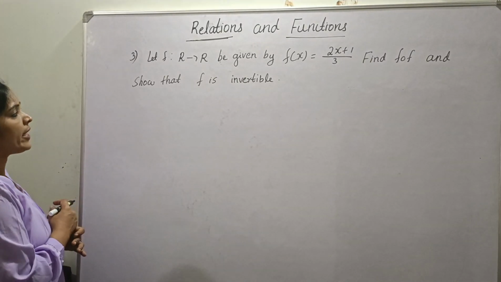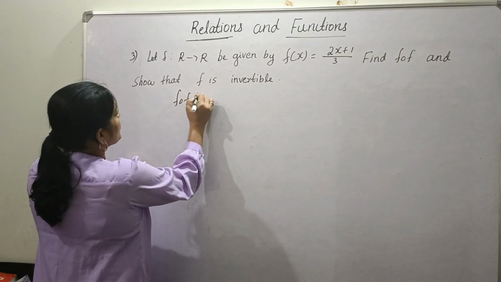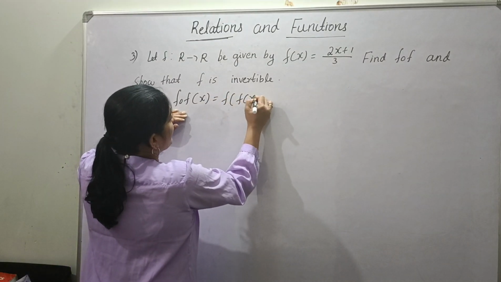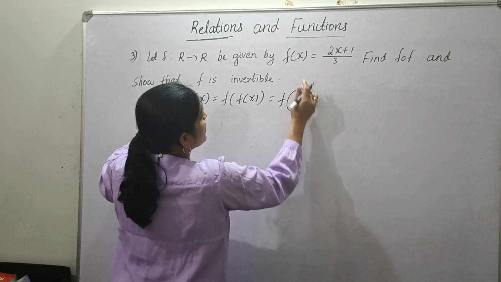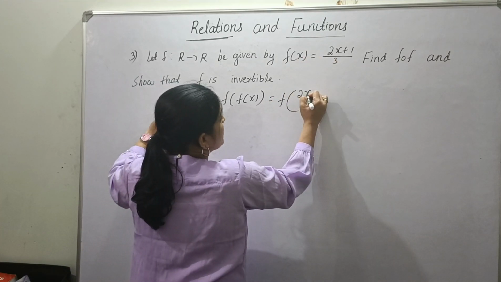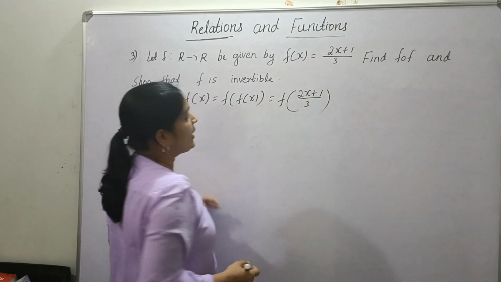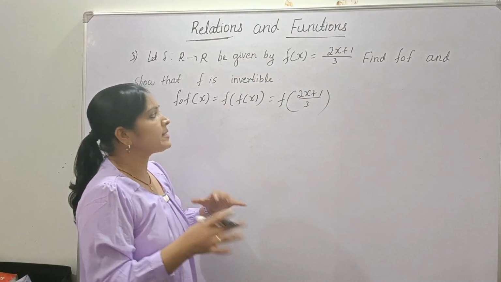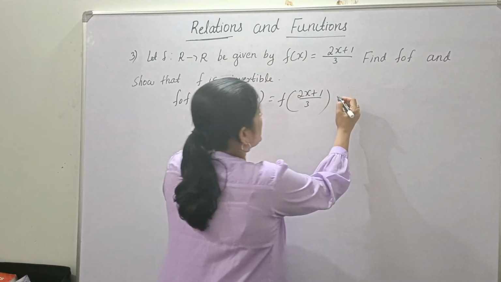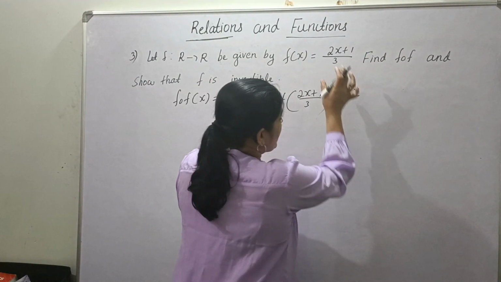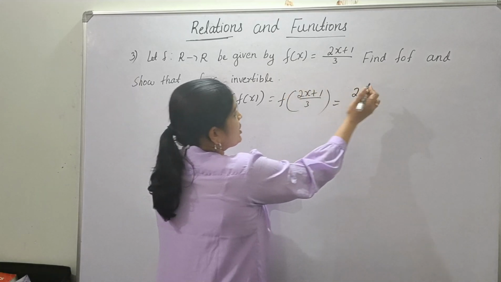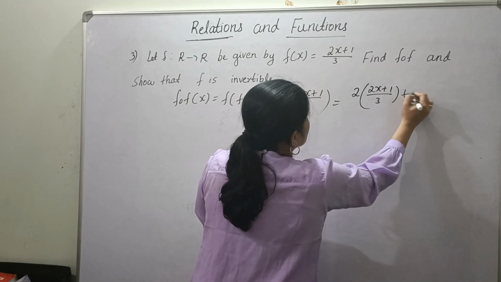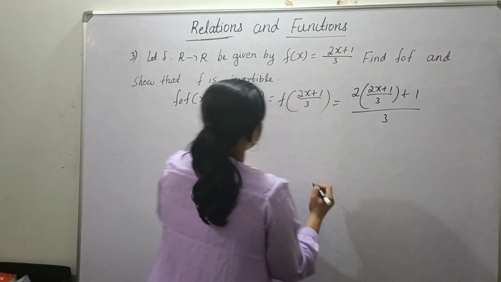Before that we have to find f composite f of x, that is equal to f of f(x), where f(x) is (2x + 1)/3. Now let us find f of (2x + 1)/3. f(x) is this one, so replace x with (2x + 1)/3. That is equal to 2 into, in place of x you have to substitute this expression, (2x + 1)/3, plus 1, all divided by 3.